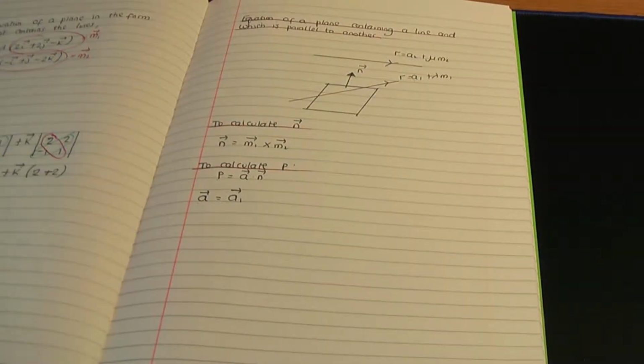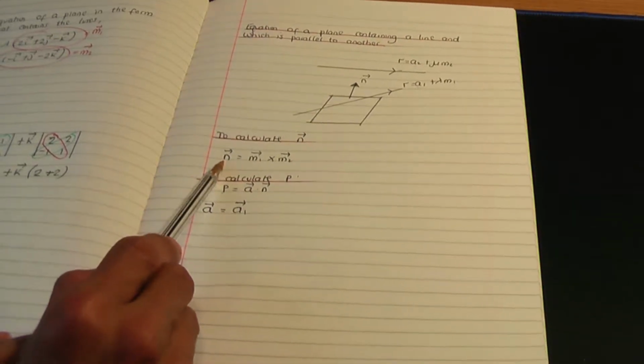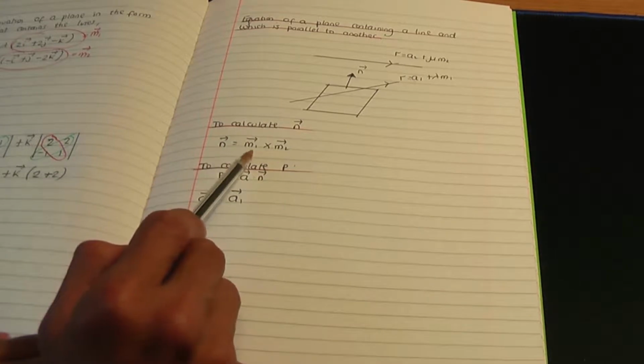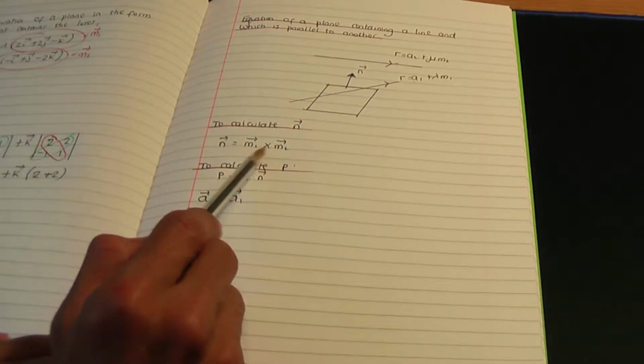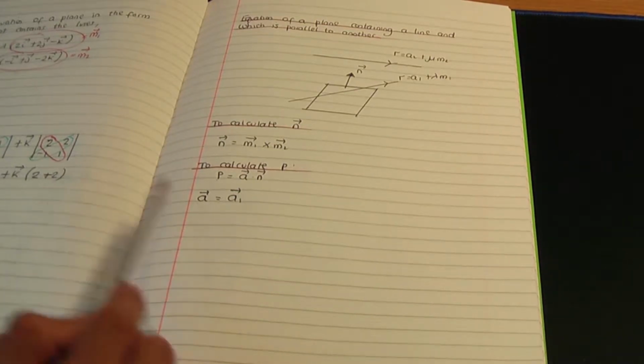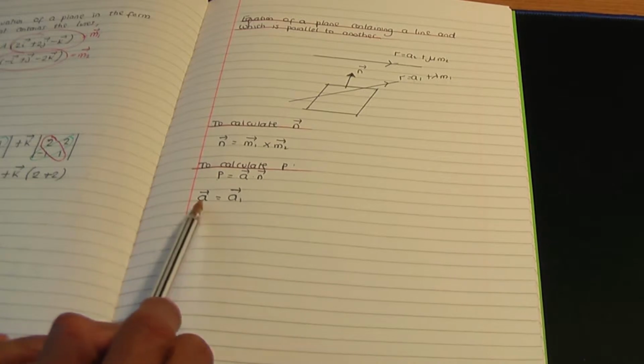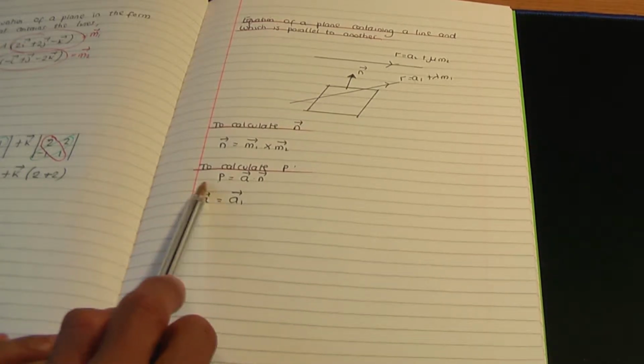Hi there, in the last video I explained how to work out the equation of the plane containing a line and which is parallel to another line. Okay, so let's go back quickly. To work out n, the normal vector, in that video I explained we need to take the cross product of the direction vectors m1 and m2 from the lines, and to work out capital P the formula was a dot n. But A is a fixed point on your plane.